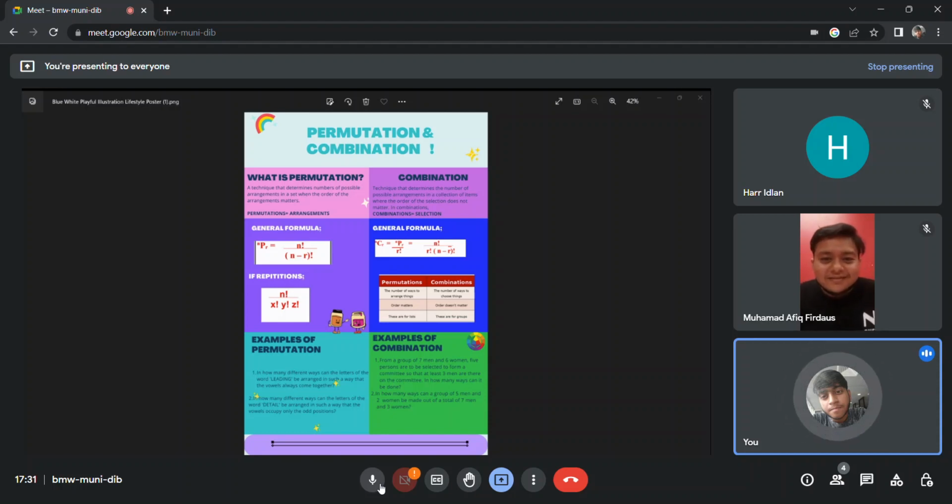Okay, for combination, it is a way of selecting items from a collection where the order of selection does not matter. So assume we have a set of 3 letters P, Q, R. Then how many ways we can select 2 from the set is defined by combination.